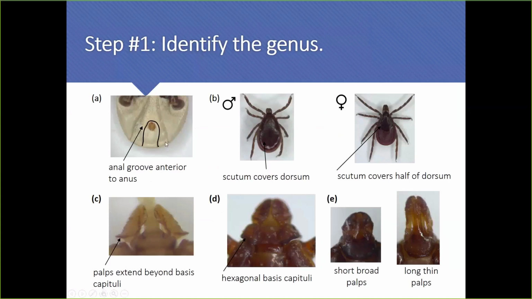So it goes up here. You just see that anal groove going around the anus here. And again, all the other hard ticks in Canada lack that anal groove. They have, so that's the Ixodes species.